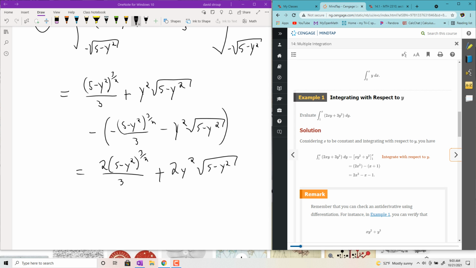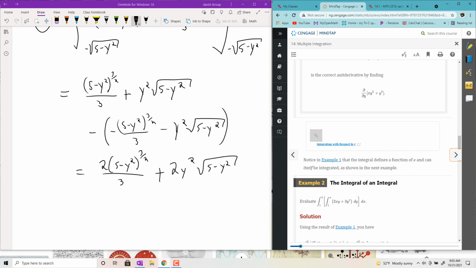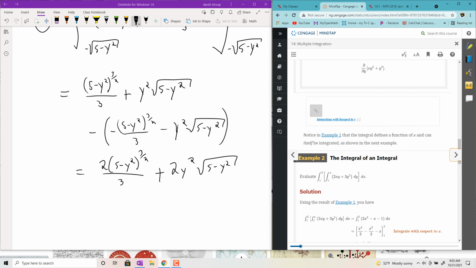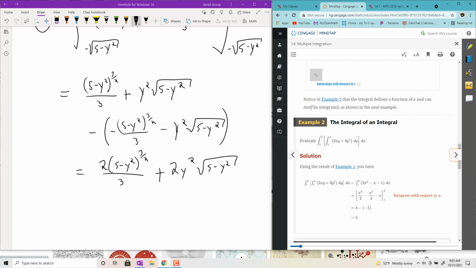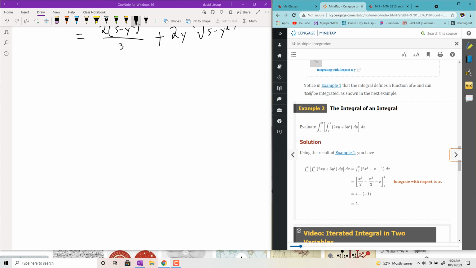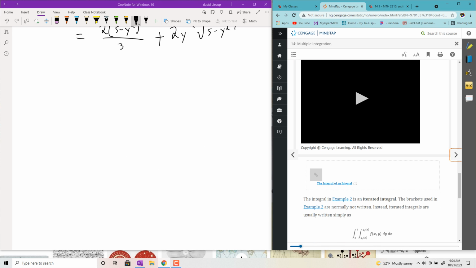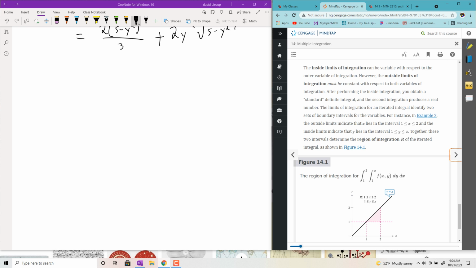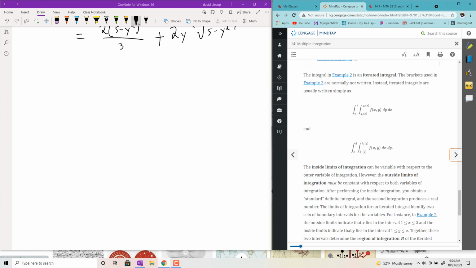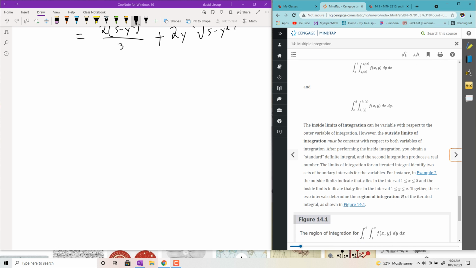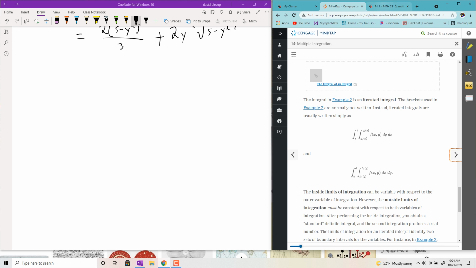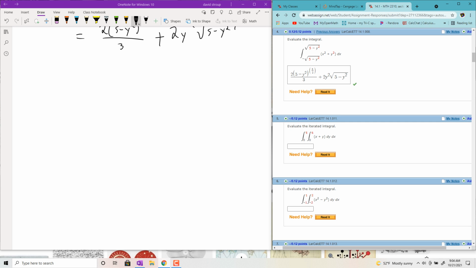Okay, great. So from there we want to work with iterated integrals, and the idea is pretty easy. You basically just do the inside integral and then do the outside integral, as you see there in example 2. The outside integral, they note in the book, you need the constant, just regular numbers, on the outside limits of integration. And so let's try some of those.